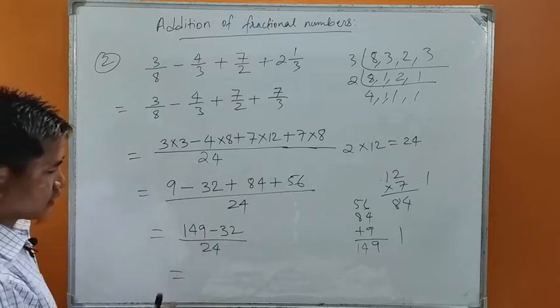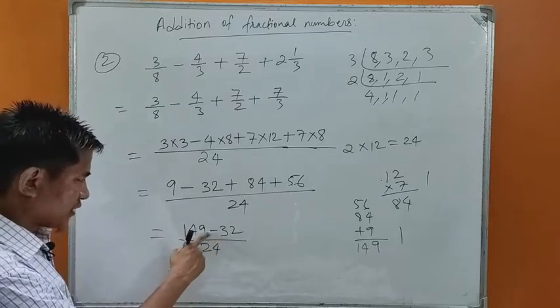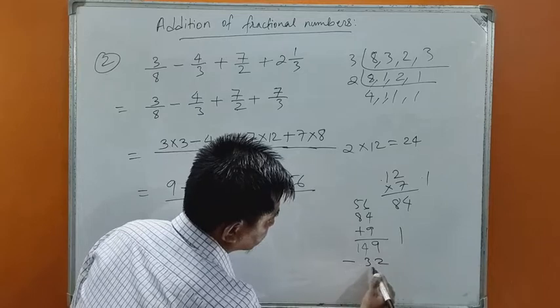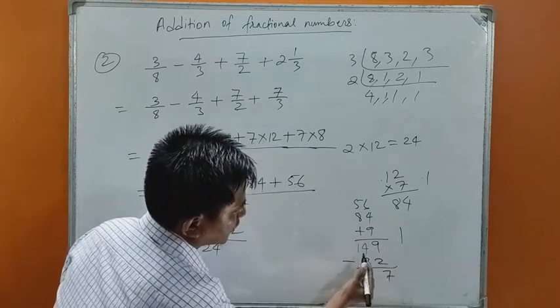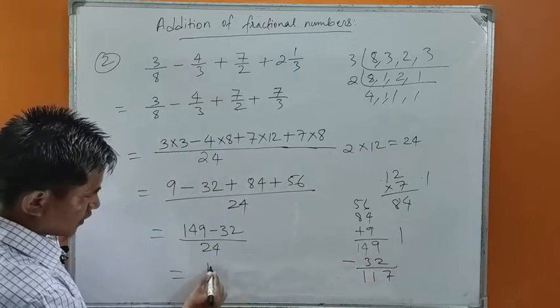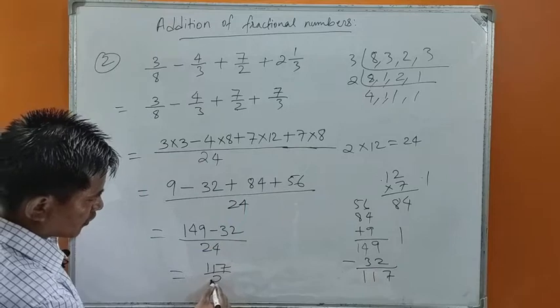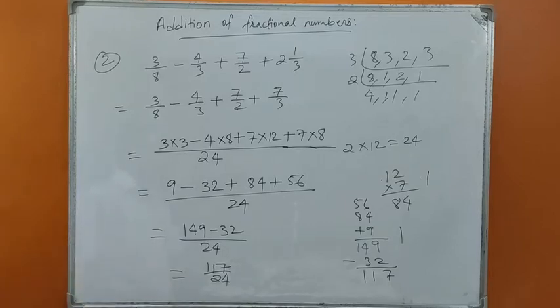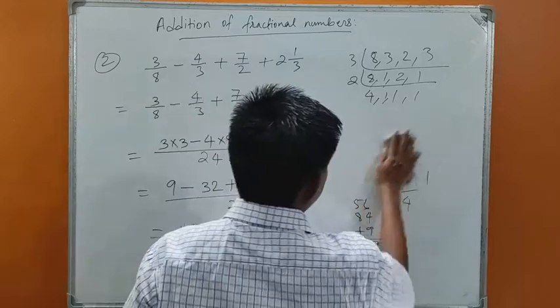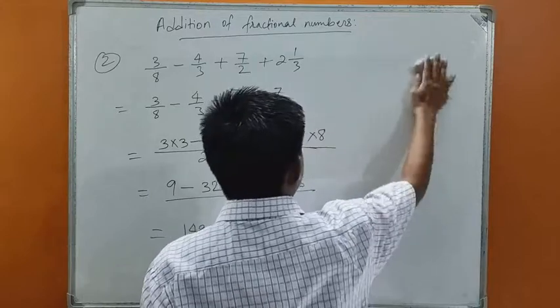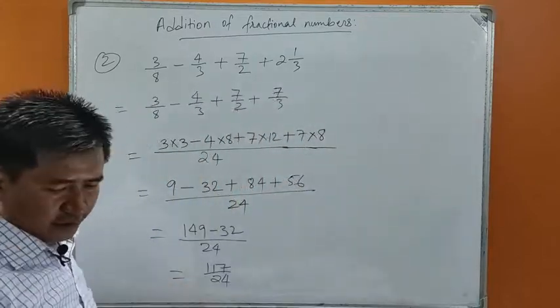Okay, now 149 is plus and 32 is minus, so let's subtract 149 minus 32. 9 minus 2 is 7. Now 4 minus 3 is 1. This 1 comes down. 117 upon 24. Now this is also an improper fraction because 24 is smaller than 117, so we must convert this type of fraction into a mixed fraction. How do we convert? We just divide 117 by 24.